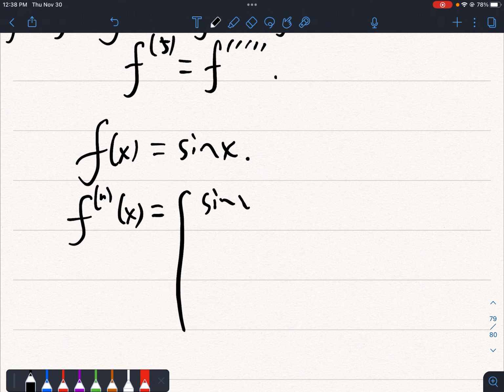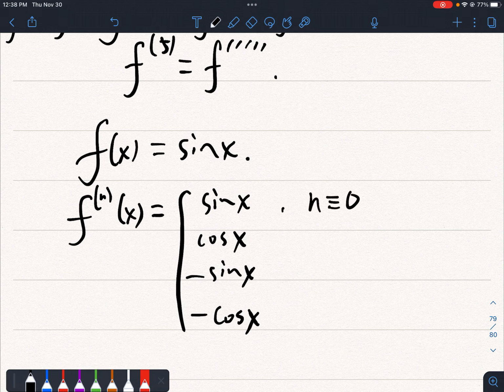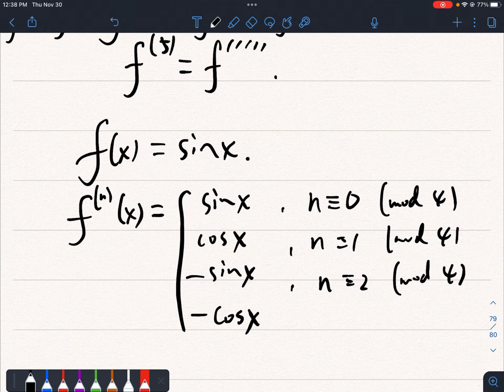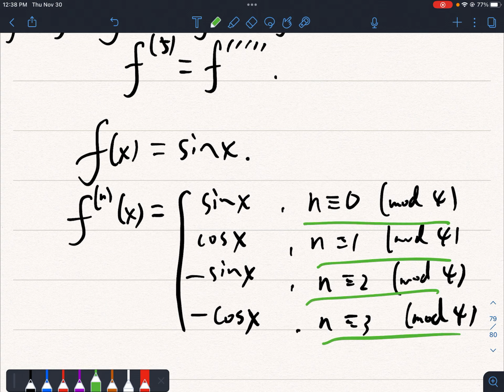And if we have this notation, let's say f of x is equal to sine of x, then what is f to the n of x for all n bigger than or equal to 0? Then it is first sine of x, and then cos of x, and then minus sine of x, and then minus cos of x, and then it repeats. So when n is congruent to 0 modulo 4, this is sine of x. And then when it's congruent to 1 modulo 4, it becomes cos of x. When it's congruent to 2 modulo 4, it becomes minus sine x. And when n is congruent to 3 modulo 4, it becomes minus cos of x.